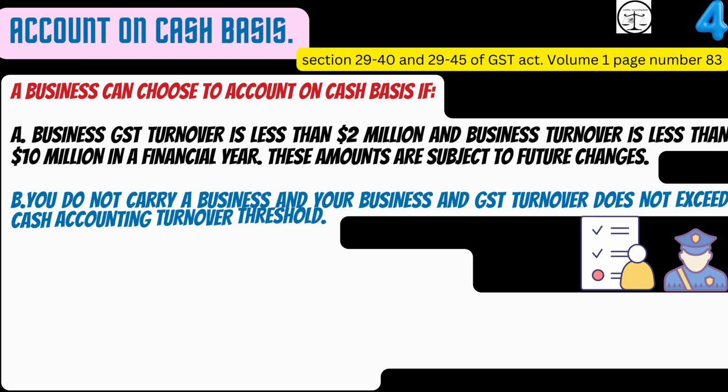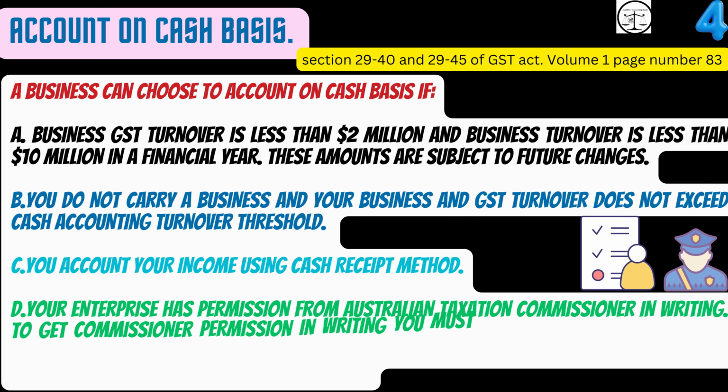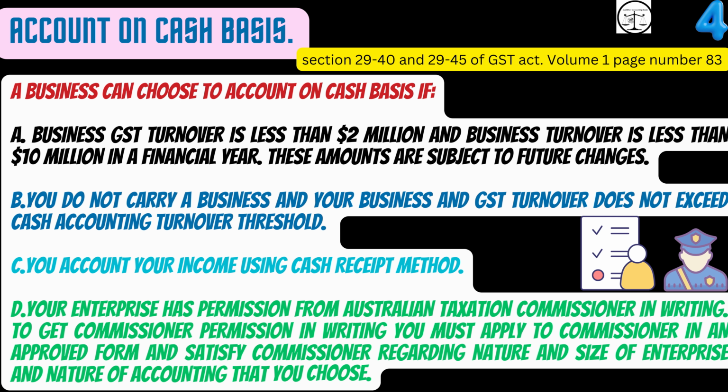You account on a cash basis while a choice you make under section 29-40, or a permission of the Commissioner under section 29-45, is in force in relation to you. You can find information about choosing to account on a cash basis in sections 29-40 and 29-45 of the GST Act. That is page number 83 of GST Act Volume 1.